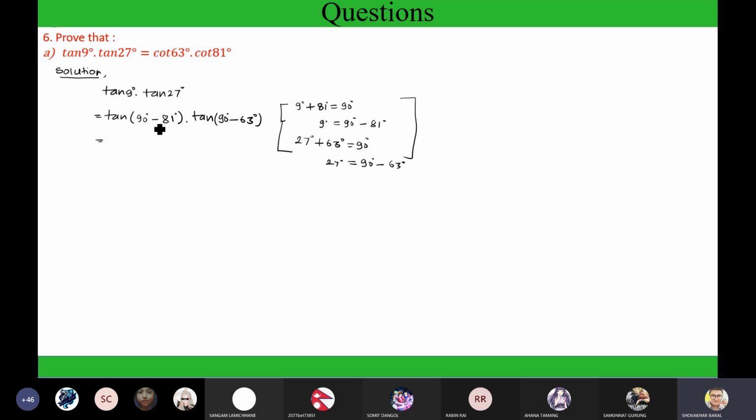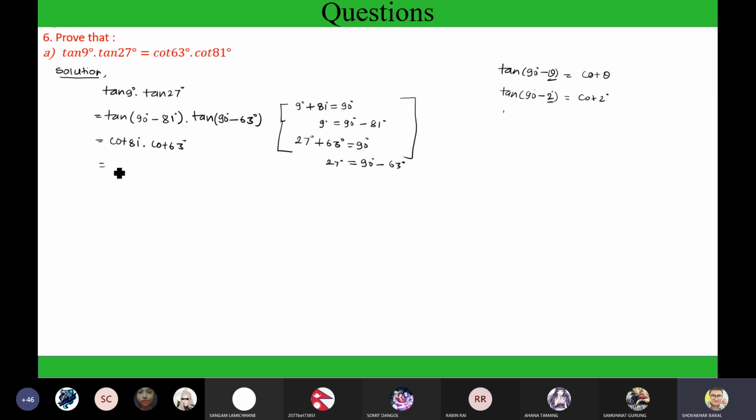So tan 90 minus theta is cot theta, as we know the formula. Cot theta, see here, be careful. Tan 90 minus theta is cot theta. Theta doesn't always need to be theta. If it is tan 90 minus 2 degree, it will be cot 2 degree. Okay, you don't need to worry about the angle here. Whatever the angle is, the formula is the same. Okay, so tan 90 minus 81, it will be cot 81 degree. Tan 90 minus 63 degree, it will be equals to cot 63 degree.